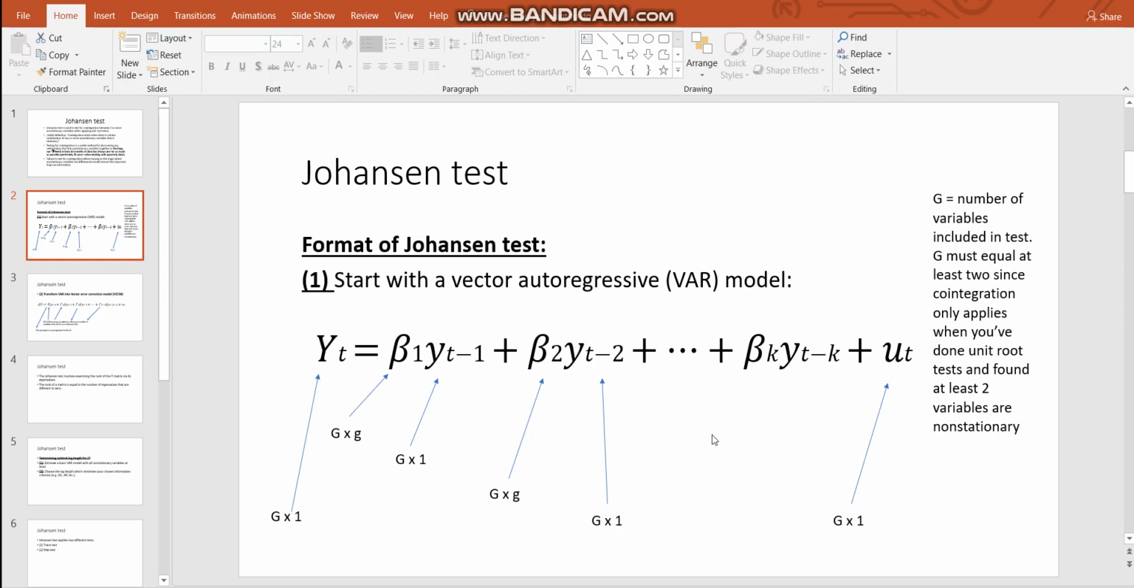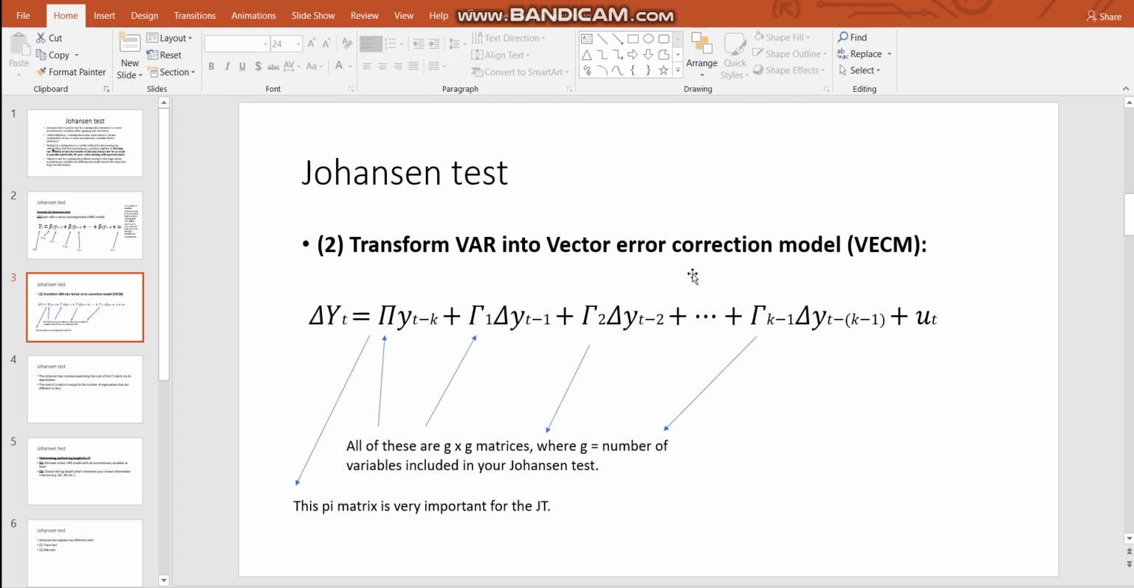So this is a standard VAR model right here, and in order to conduct the test, you transform it into a vector error correction model. And again, the format is pretty similar. I don't think you really need to know this from a practical point of view, because obviously Eviews just does it all for you, but you might have a piece of coursework where you're expected to set out the test, and I think this is a good way of making sure you include that in your essay.